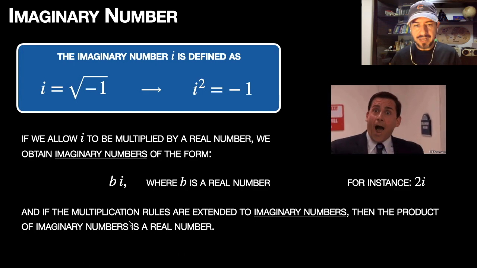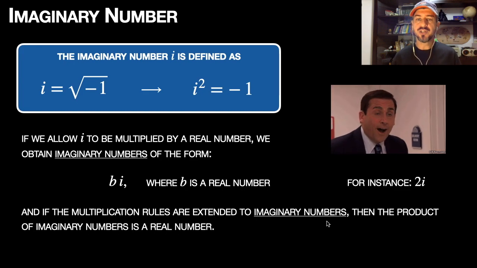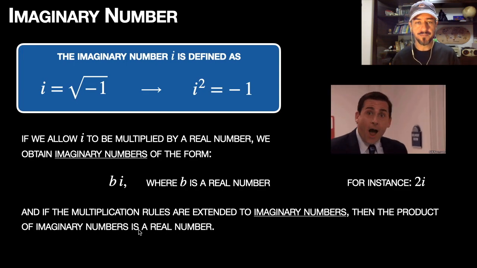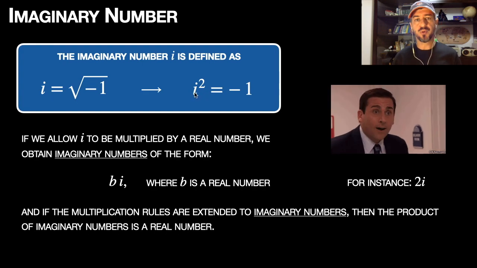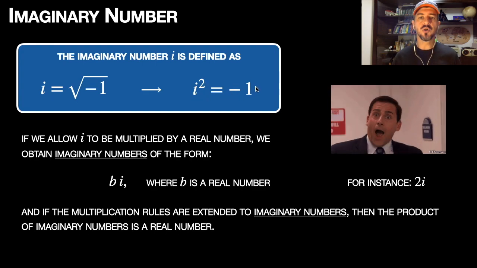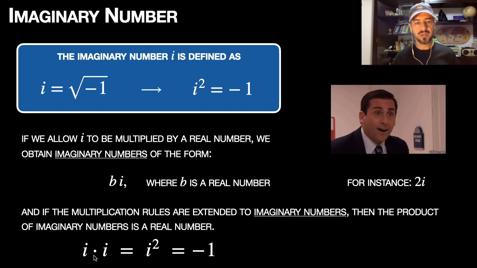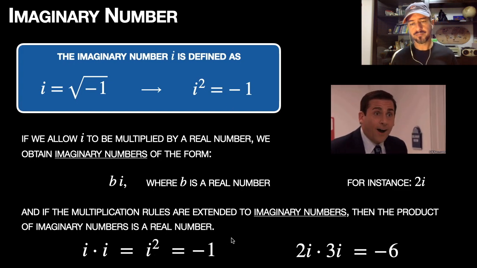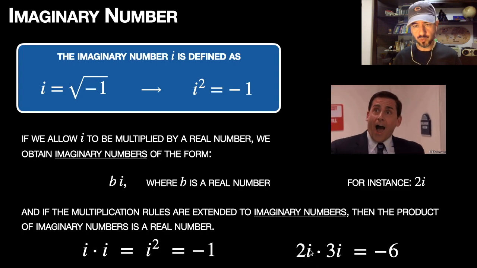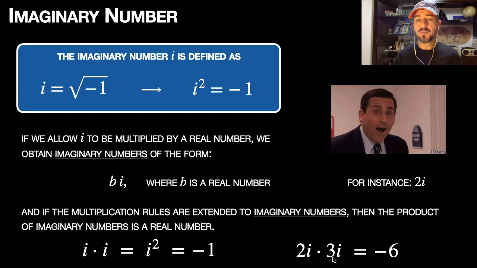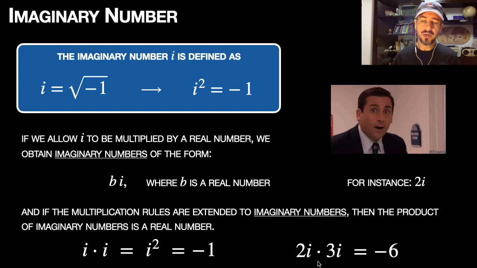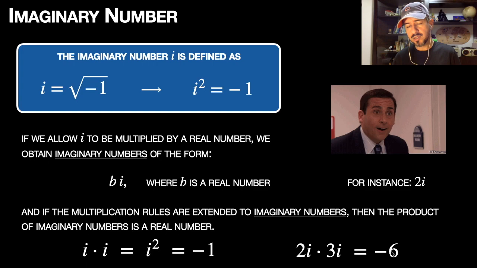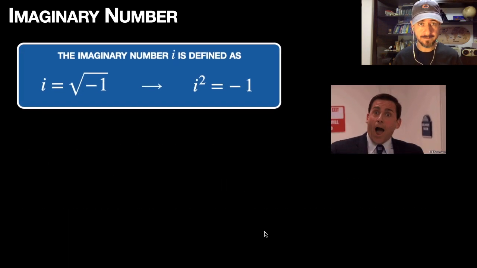And if the multiplication rules are extended to imaginary numbers, then the product of imaginary numbers is a real number. This is the main example. We have the product of two imaginary numbers and the result is a real number. So i being multiplied by i is i squared and it is equal to minus 1. Another example, 2i, which is an imaginary number, multiplied by 3i, another imaginary number. So the result is going to be i squared is minus 1. 2 times 3, 6, so the result is minus 6.